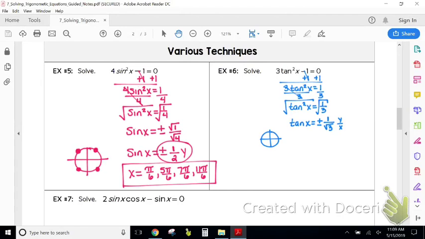So, now, where is tangent going to be positive at? 1 and 3. And where is it negative at? 2 and 4. So, again, anytime you notice you have plus or minus, you're going to have 4 answers, 1 for each quadrant.